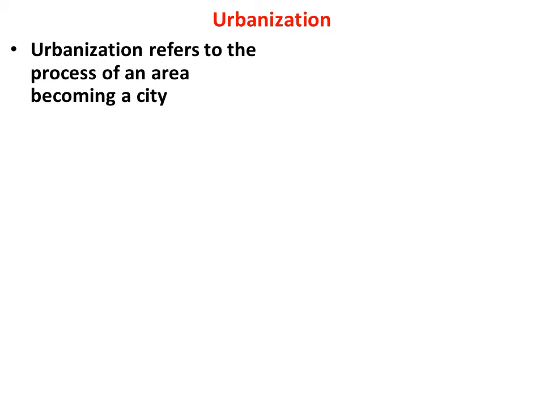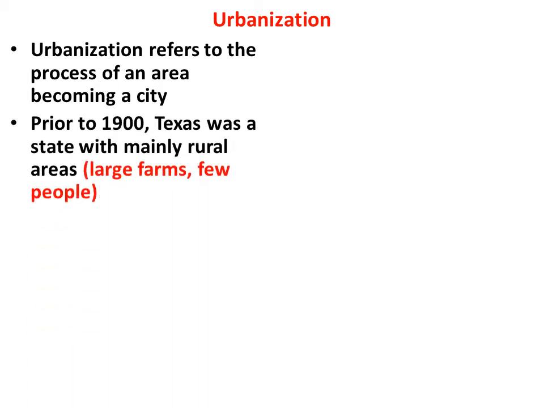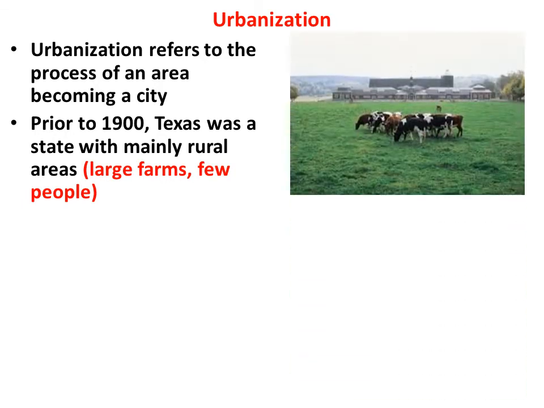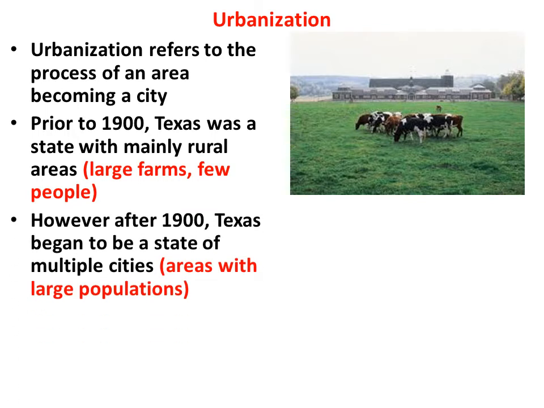Urbanization. Urbanization refers to the process of an area becoming a city. So when we talk about urbanization, we're talking about the development of cities over time. Prior to 1900, Texas was a state with mainly rural areas that were a lot like large farms, lots of grass, few people living within the state. However, this began to change after 1900. Texas began to be a state of multiple cities, areas with large populations.